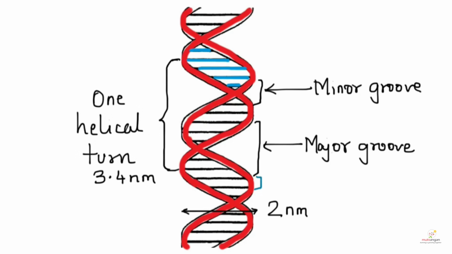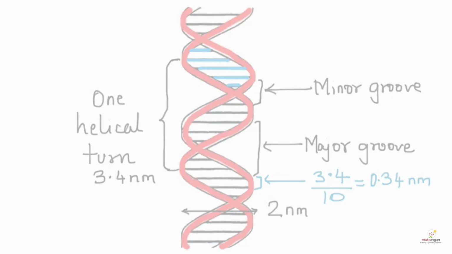So what will be the distance between two adjacent base pairs? We can find the distance by dividing 3.4 by 10, which is 0.34 nanometers. So the distance between two adjacent base pairs is 0.34 nanometers.